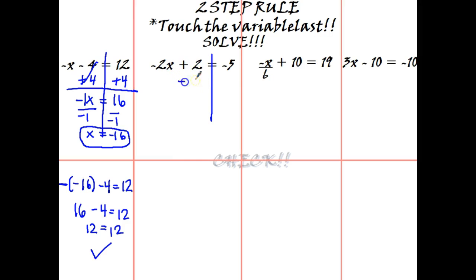Okay, so subtract 2 from both sides. We get negative 2x is equal to negative 7, right? Because negative 5 minus 2. Start off negative, another negative family member joins together. When we combine them, we get a larger negative number. All right, divide both sides by -2.